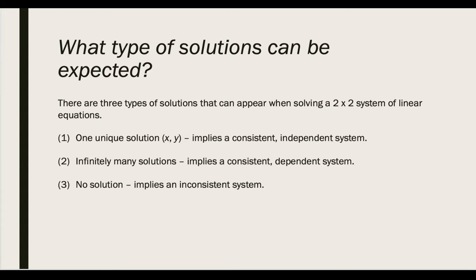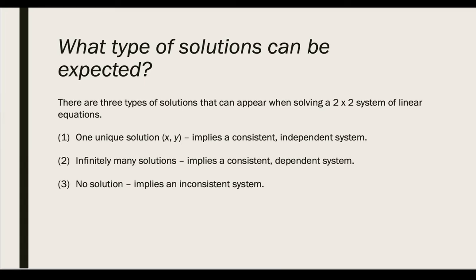So when I'm solving a system of equations, what type of solutions can I expect? Well, we can expect that we have one unique solution, meaning that there's one ordered pair that's going to solve both of those equations. That implies that we have a consistent, independent system. So that means that there is one intersection between the two lines.